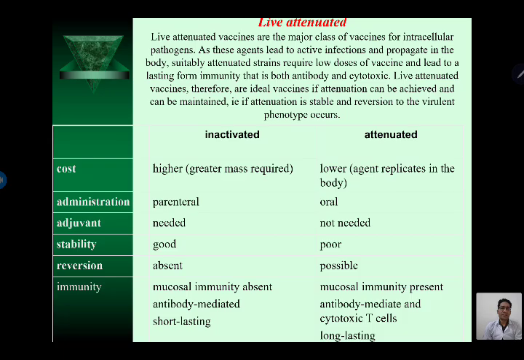Immunity: mucosal immunity absent, antibody mediated, short lasting. On the other hand, mucosal immunity present, antibody mediated, and cytotoxic T cells, which is long lasting. So live attenuated is divided into the inactivated and attenuated. The inactivated is higher in price and attenuated is lower in price. So this is a major differentiation between the inactivated and attenuated.